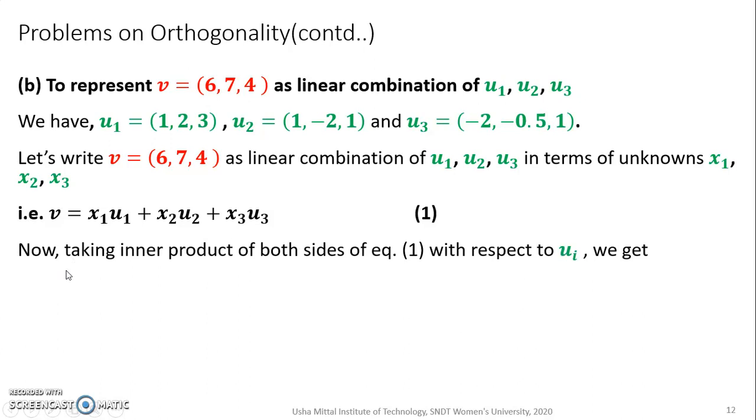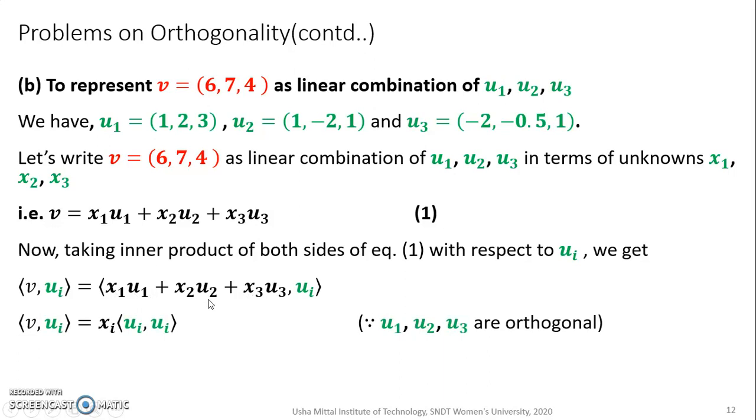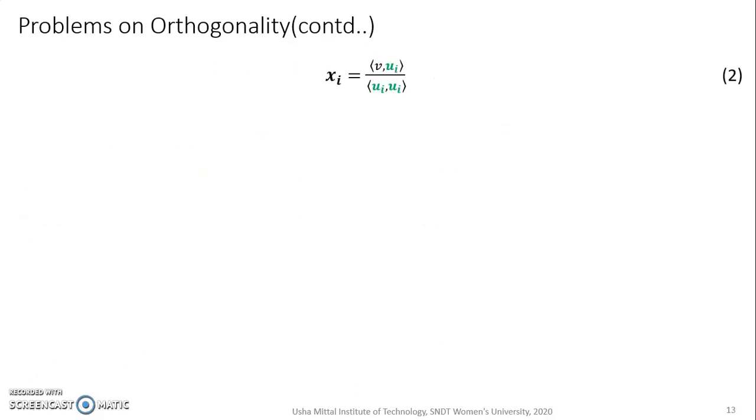After that, we will take the inner product on both sides of equation 1 with respect to ui. Hence we get the inner product of the first equation with respect to ui on both sides. After simplifying this, we will get the following equation, which we can write for xi as the ratio of the inner product of v with ui to the inner product of ui with itself. So by using this equation number 2, we can evaluate the values of x1, x2, x3.